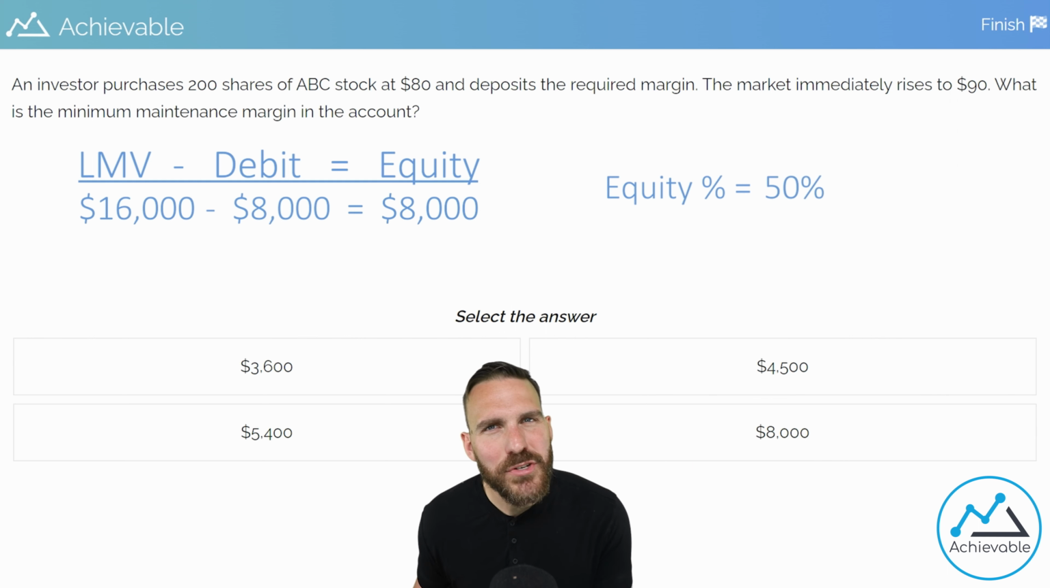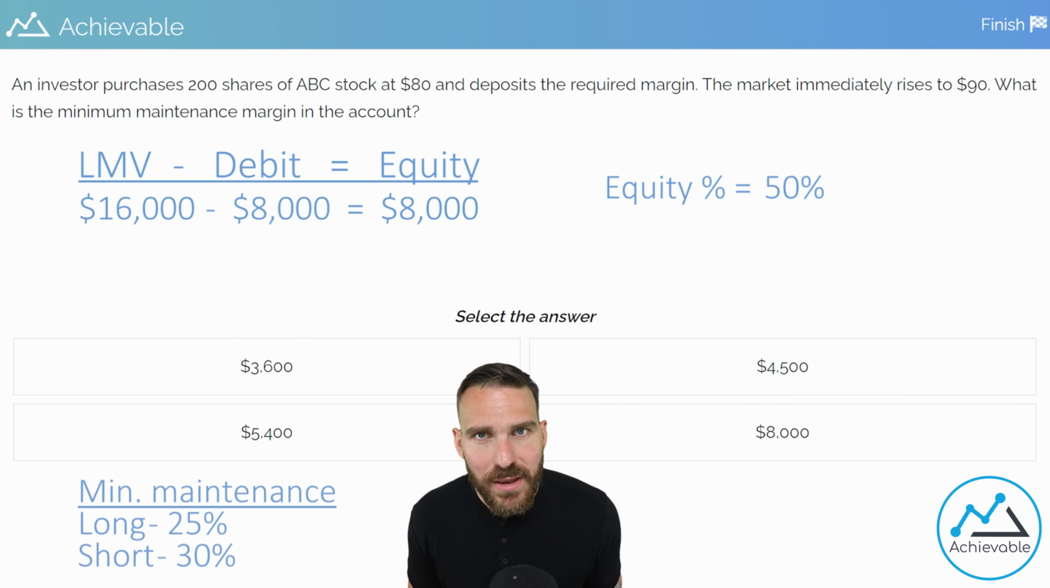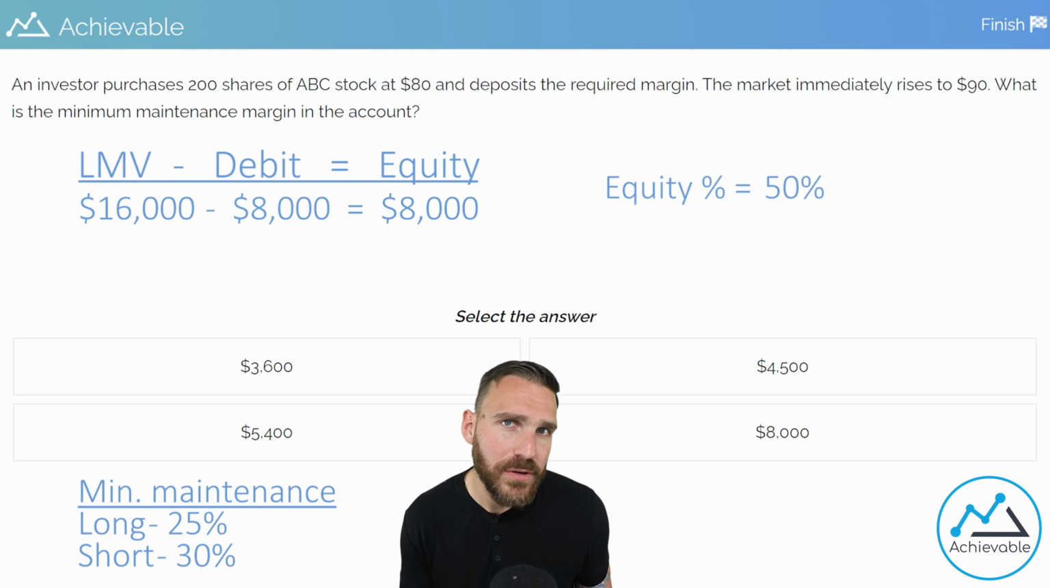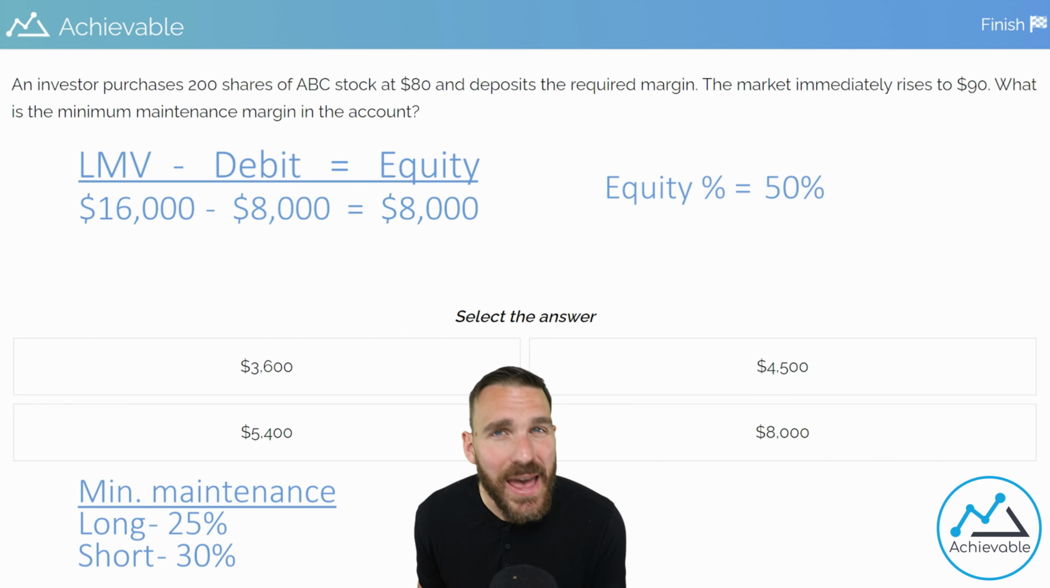Another quick thing to establish is minimum maintenance itself. Minimum maintenance for long accounts is 25%, for short accounts is 30%. Now again, this is a long account, so we're going to focus on that 25% minimum maintenance level. And what minimum maintenance means is that the investor must always maintain at least a 25% equity level in their account to keep it in good standing.